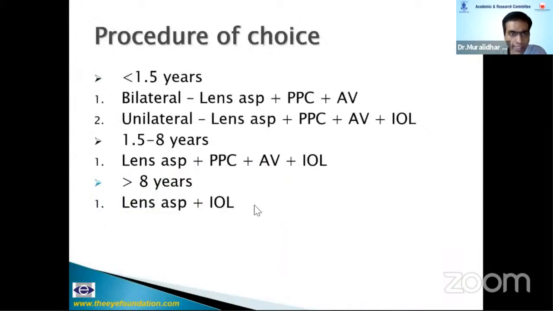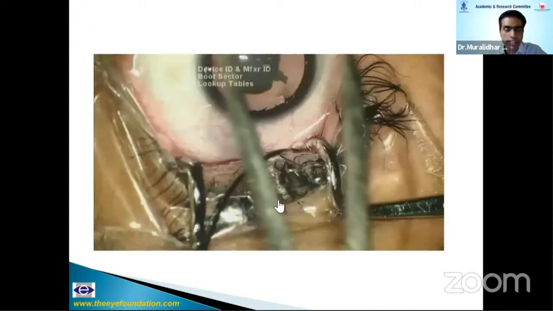And for older than 8 years, you may not need a PPC and anterior vitrectomy, with an exception for the mentally retarded, for those who are unlikely to follow up, and for inflammatory, post-uveitic cataracts and traumatic cataracts, where even in older age groups, we may do a PPC and anterior vitrectomy.